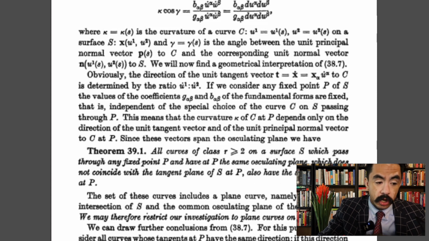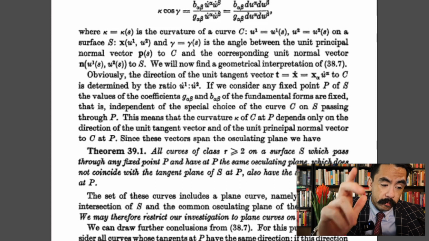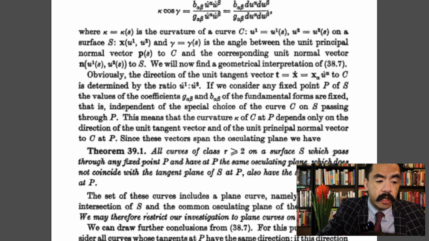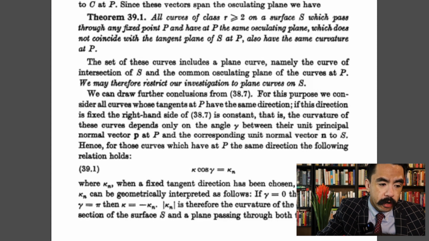This means that the curvature kappa of capital C at capital P depends only on the direction of the unit tangent vector and of the unit principal normal vector to capital C at capital P. Since these vectors span the osculating plane, we have Theorem 39.1. All curves of class r greater than or equal to 2 on a surface capital S which pass through any fixed point capital P and have at capital P the same osculating plane, which does not coincide with the tangent plane of capital S at capital P, also have the same curvature at the point capital P.